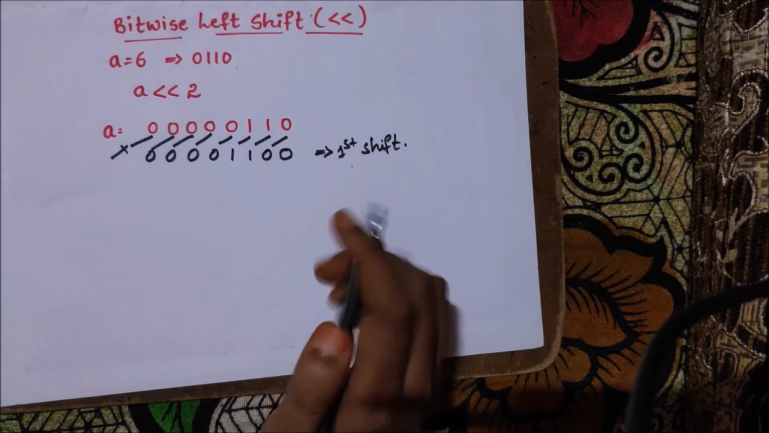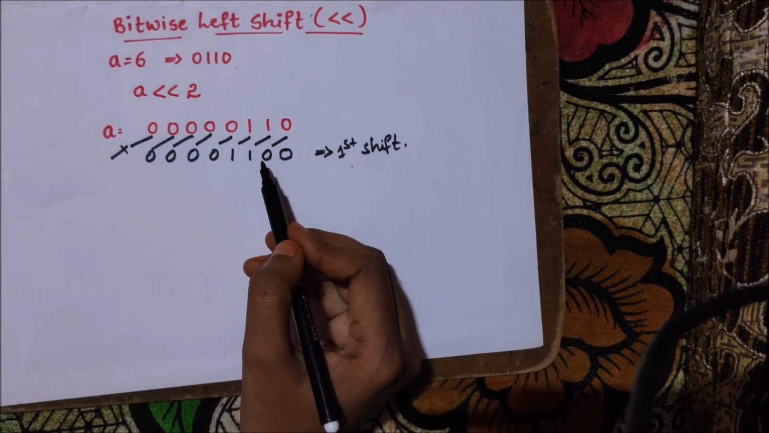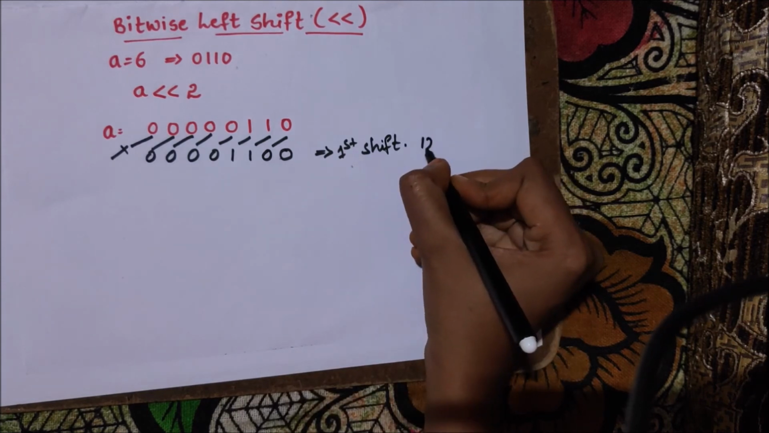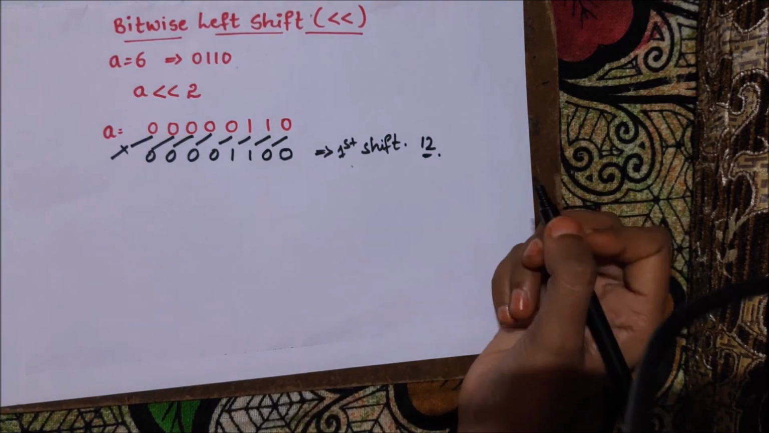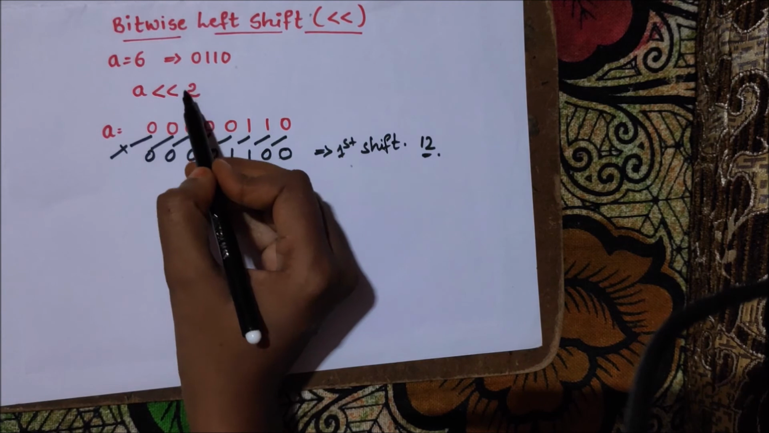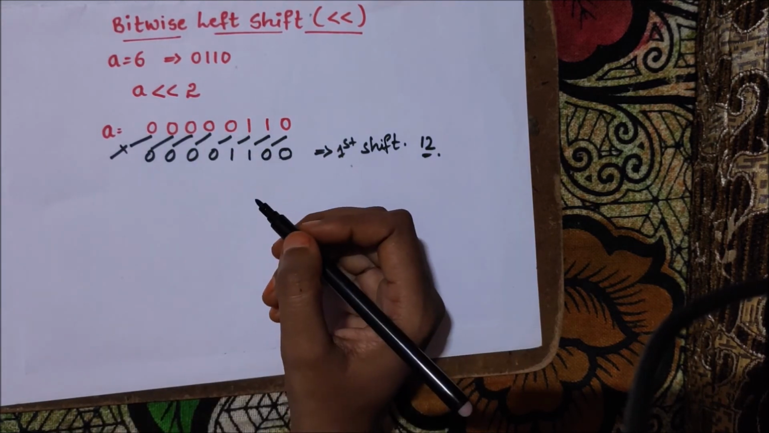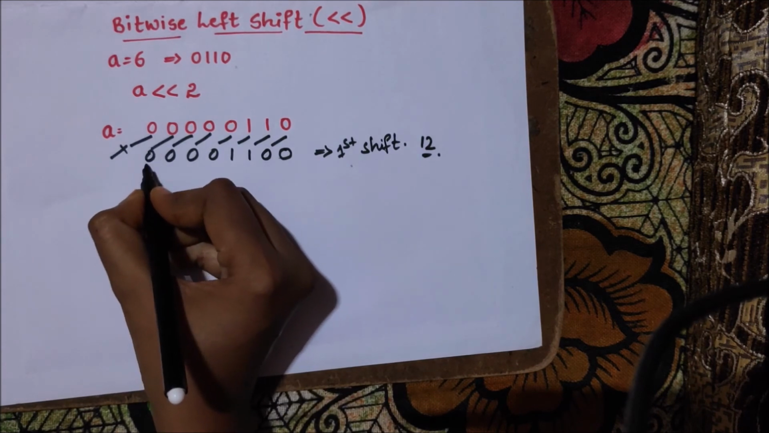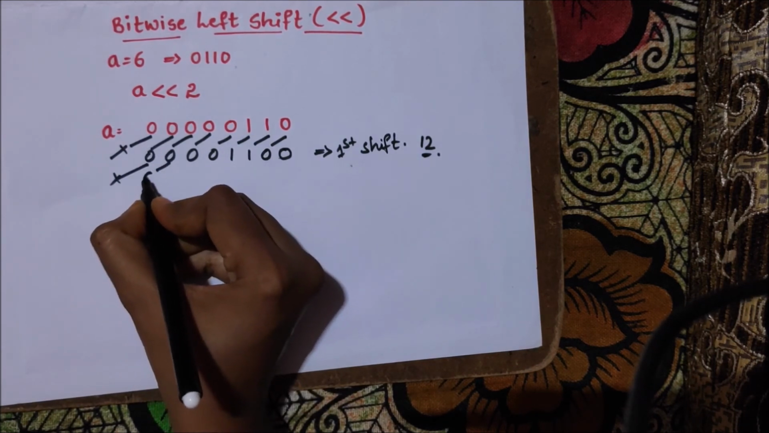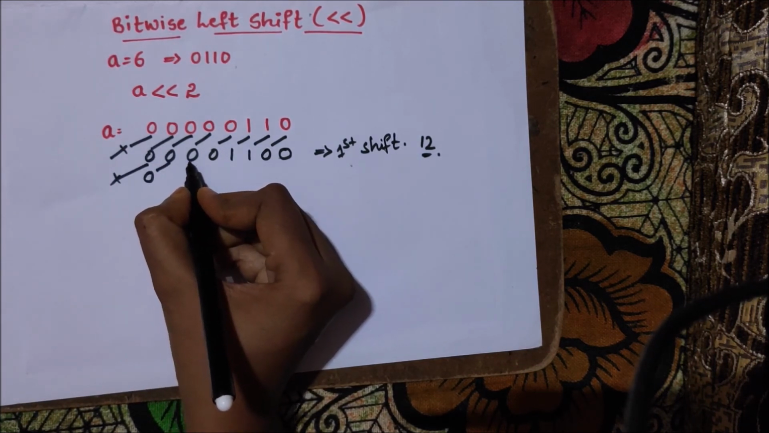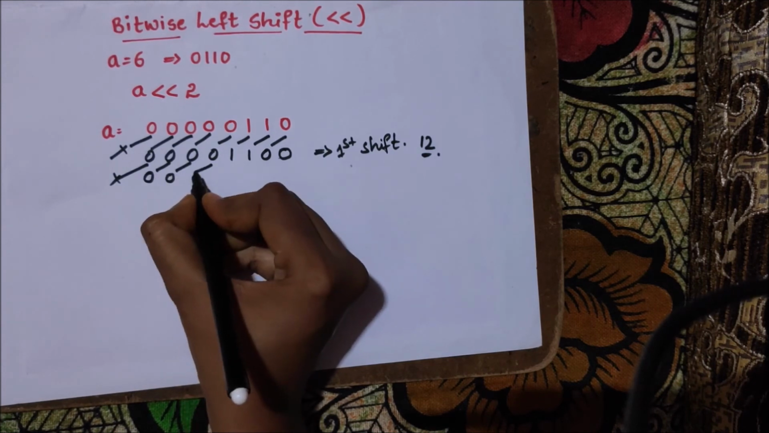After the first shift, if you convert it to a decimal, this is equivalent to 12. But we need to shift it 2 times. The n value is 2, so we need to perform one more left shift. So this bit will be popped out, and this will come to the MSB position.